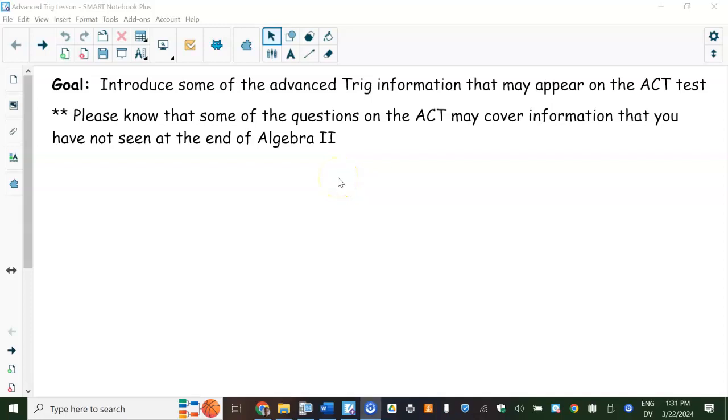All right. Hello. Today's lesson is going to be on some advanced trig information. These are pretty challenging questions, but this lesson comes from the fact that in past years, some kids have said that there was some trig on the ACT that they had never seen before. They said it was kind of hard and they were a little bummed that they hadn't seen it. So I'm going to try to cover it as best I can in today's lesson, with the hopes that if you see it on the ACT, you'll have at least seen the material at some point.